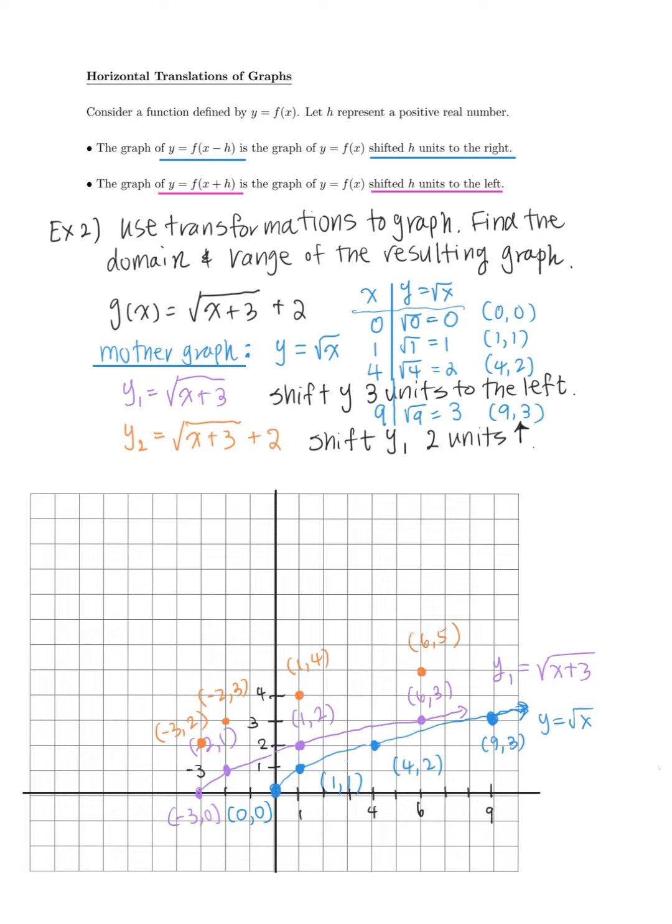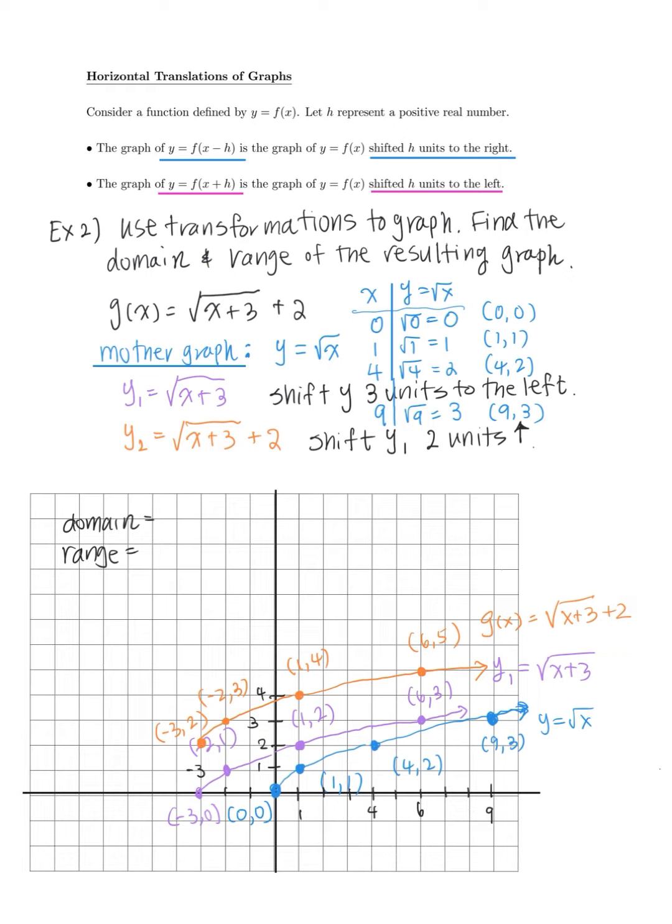All right, now let's connect those dots. This is the best I can do. So here is our final graph, which is y2, but let's just call that g of x. So our g of x equals square root of x plus 3 and then plus 2. All right, now let's go with the domain and a range.